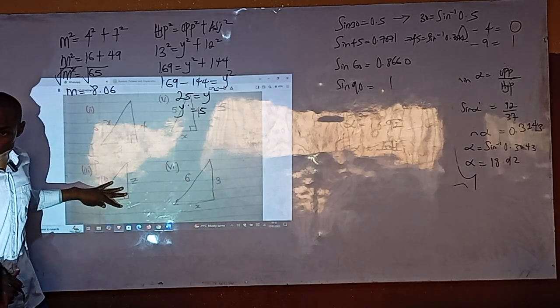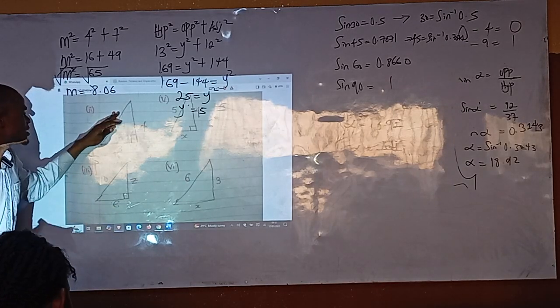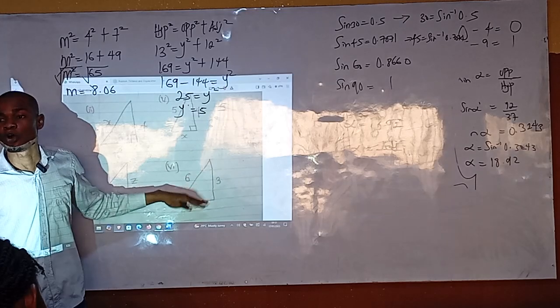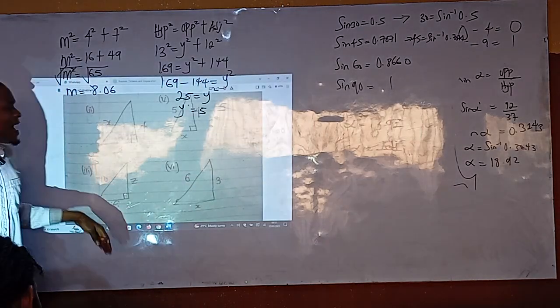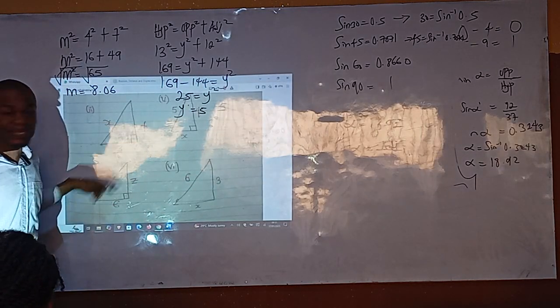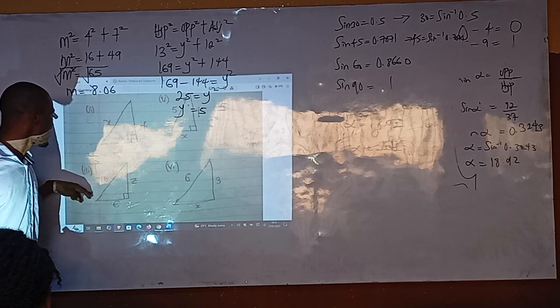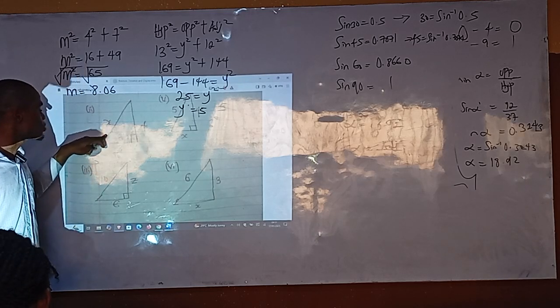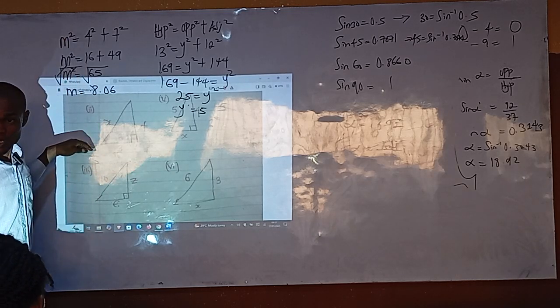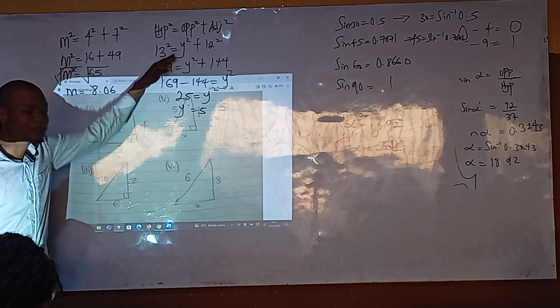So I have got a similar question. I did one looking for opposite. I've got a similar question for hypotenuse. Let me look for adjacent. I have done something similar to this now. This and this, I have done something similar to this. I look for hypotenuse here. I have done something similar to this. I look for opposite here.